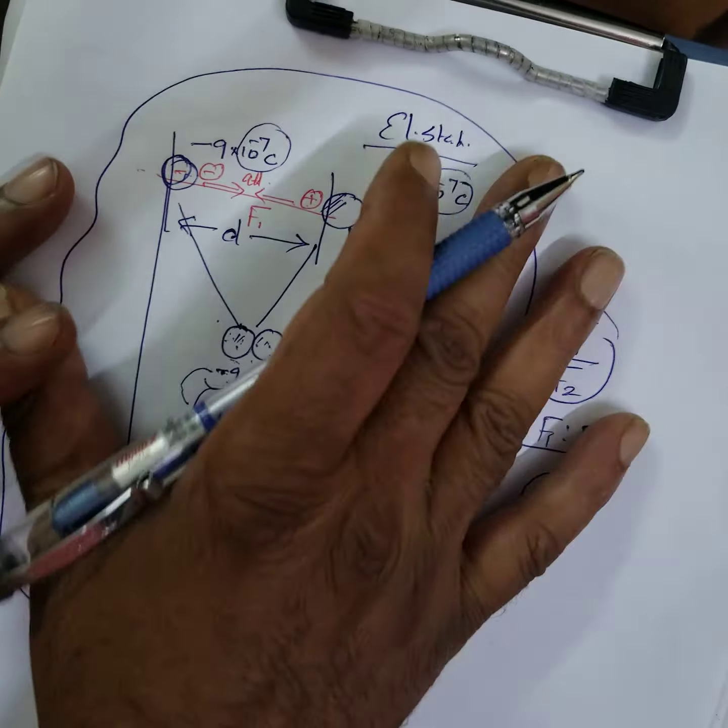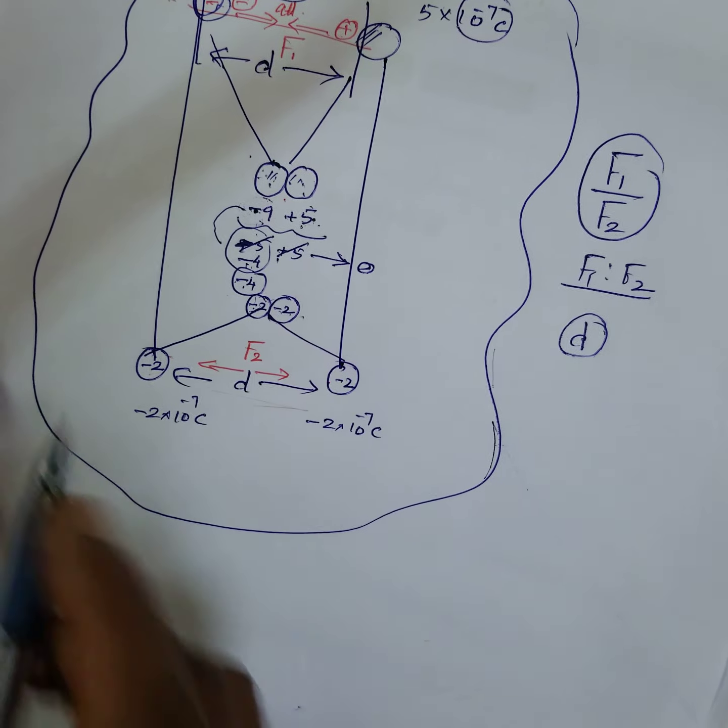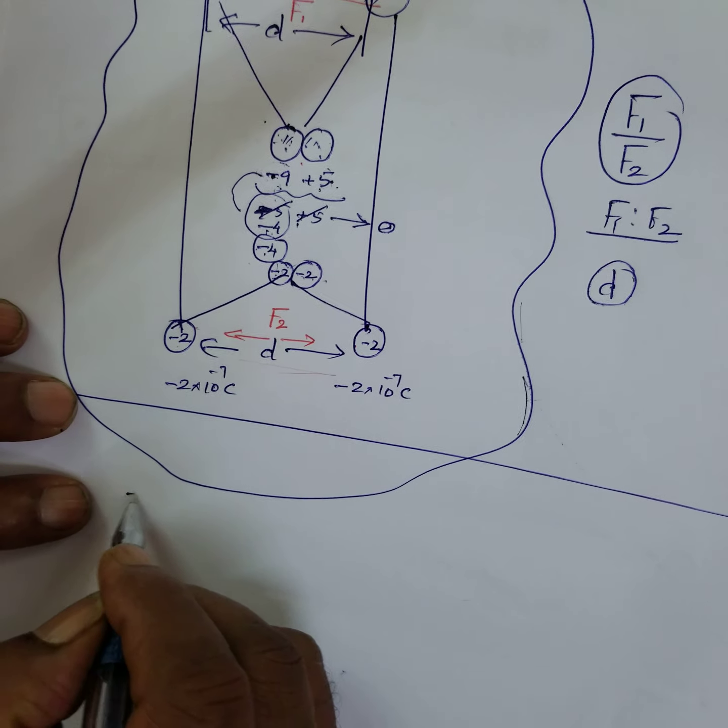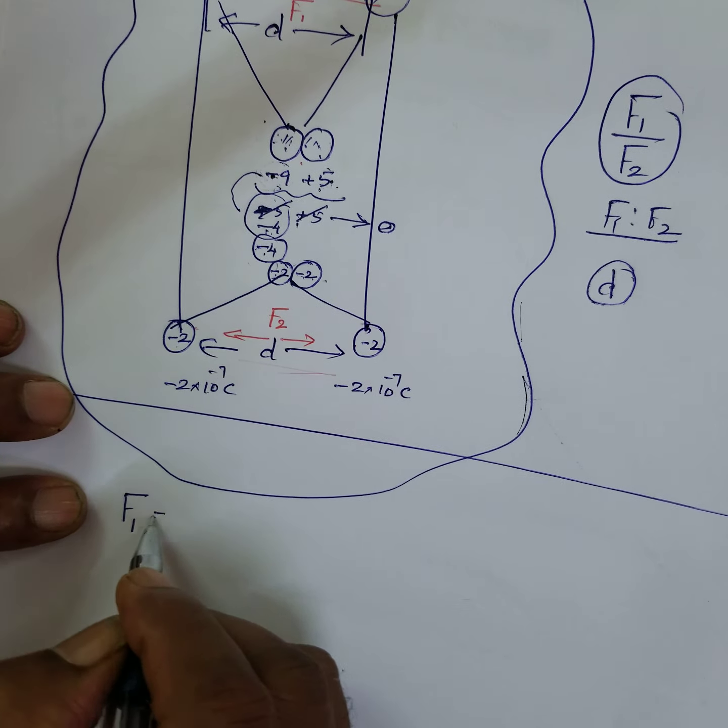Now I understood the problem. See, what is F1? F1 is K Q1 Q2 by D square, where K is 9 into 10 to the power of 9, Q1 is minus 9 into 10 to the power of minus 7, and Q2 is 5 into 10 to the power of minus 7. I don't know the square of the distance. Some students will write K Q1 Q2 by D square.